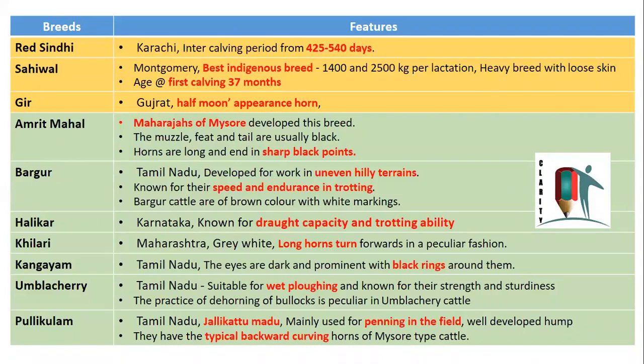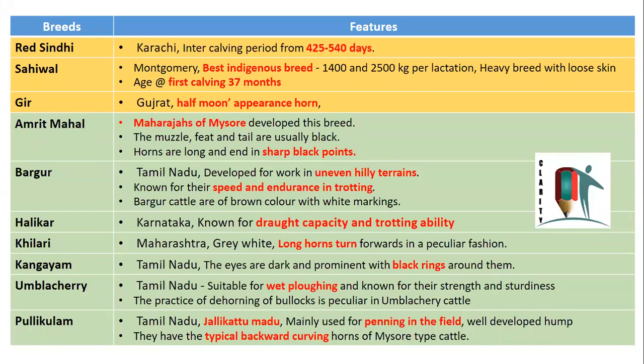तो इस तरह के कुछ कुछ कीवर्ड्स है जो आप याद रखिएगा और वहां पे कंफ्यूज नहीं होना है एग्जामिनेशन हॉल. खिलाड़ी की बात करते हैं तो लॉन्ग हॉर्न्स, long turning horn is the feature of this Khillari. कंगियम की बात करें तो ब्लैक रिंग्स, very important, this breed has black rings. ठीक है, the eyes are dark and prominent with black rings, this is the important feature for this. अम्बला चेरी की बात करें, वेट प्लोइंग के लिए सबसे ज्यादा यूजफुल है. If a question is twisted a bit and asked, which of the following breeds is most useful for plowing in the paddy fields, तो अम्बला चेरी वहां पे सबसे सुटेबल होगा.